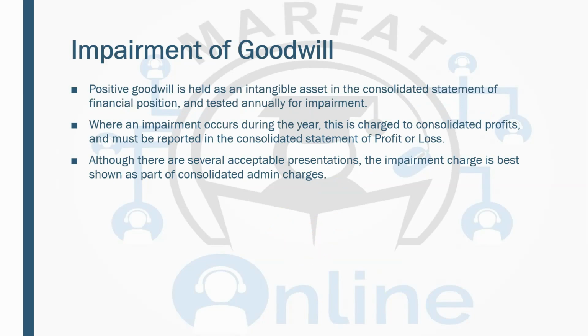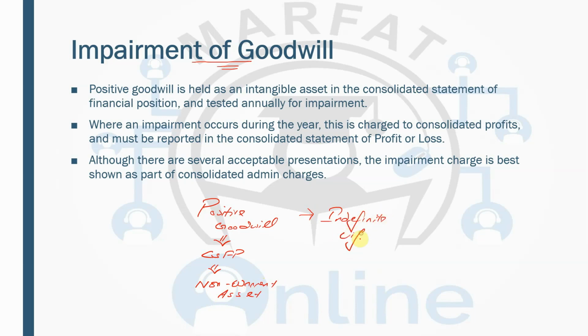Whenever you are dealing with the consolidated statement of profit or loss, the few things you will see, including the mid-year acquisition, including the intragroup balances, is the impairment of the goodwill. Now, we are talking about the positive goodwill, which has been recorded in the consolidated statement of financial position as an intangible asset and as a non-current asset. And we know that this goodwill has the indefinite life. And because this goodwill has the indefinite life, this should be tested for impairment.